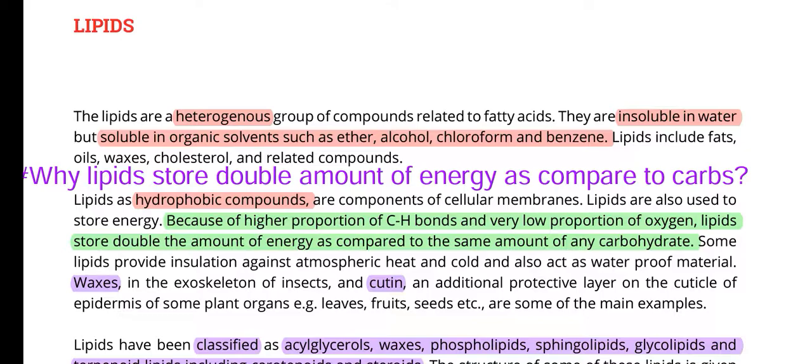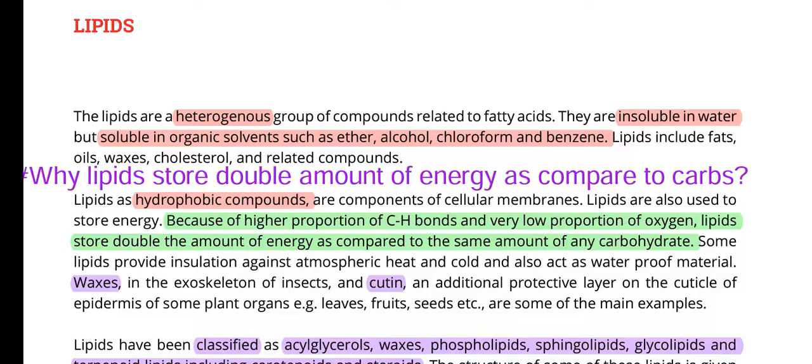One important feature is that they are insoluble in water, due to which they are used in the construction of the cell membrane and cell compartments in the cell. And they are soluble in organic solvents like ether, alcohol, chloroform and benzene.